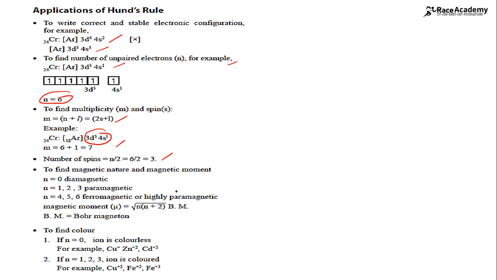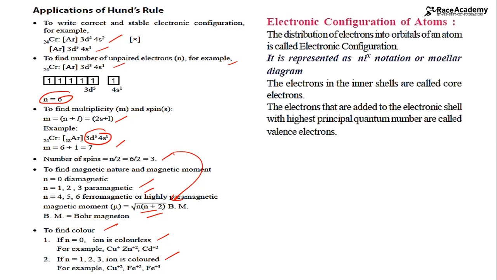You can substitute that in the Bohr magneton expression, square root of n into n plus 2, where n equals 1 to 3 is paramagnetic and 4, 5, 6 is ferromagnetic. To find the color also, this is an important rule: if n is 0, colorless, and if the n value is 1 to 3, they are colored. So magnetic moments you can calculate, and color also we can calculate.